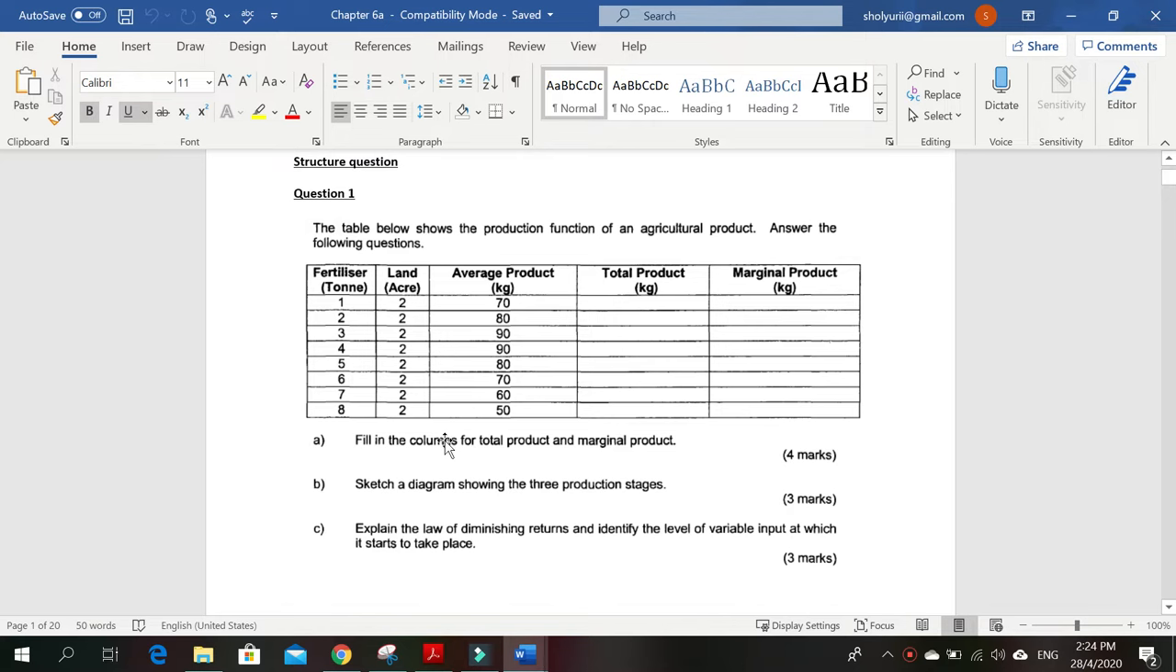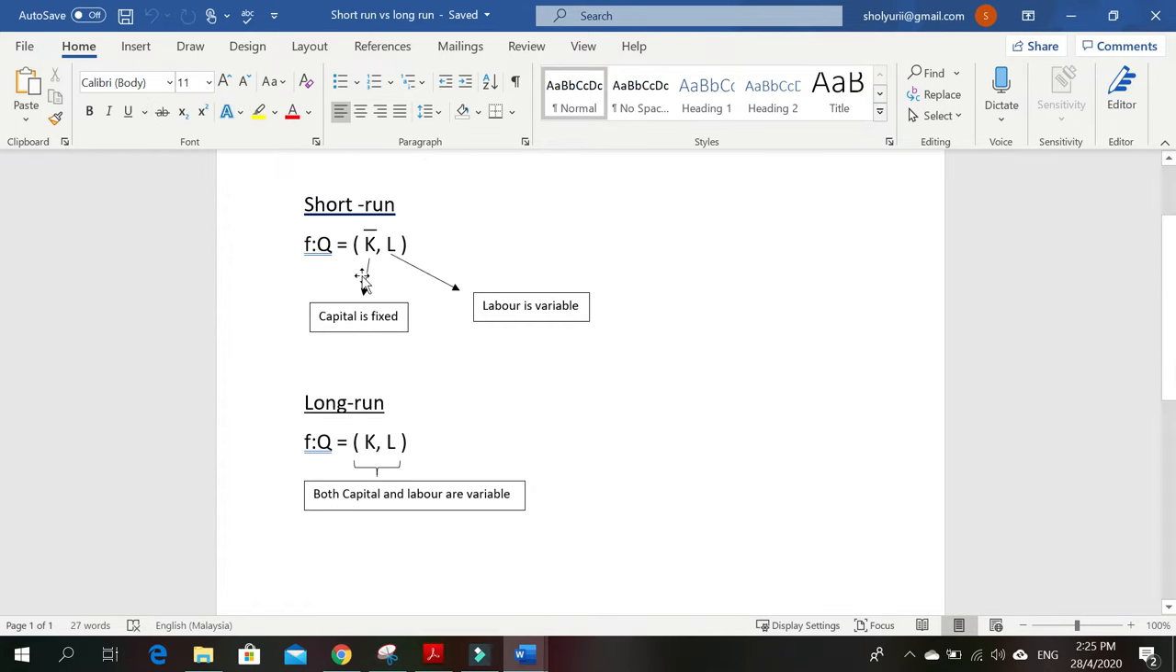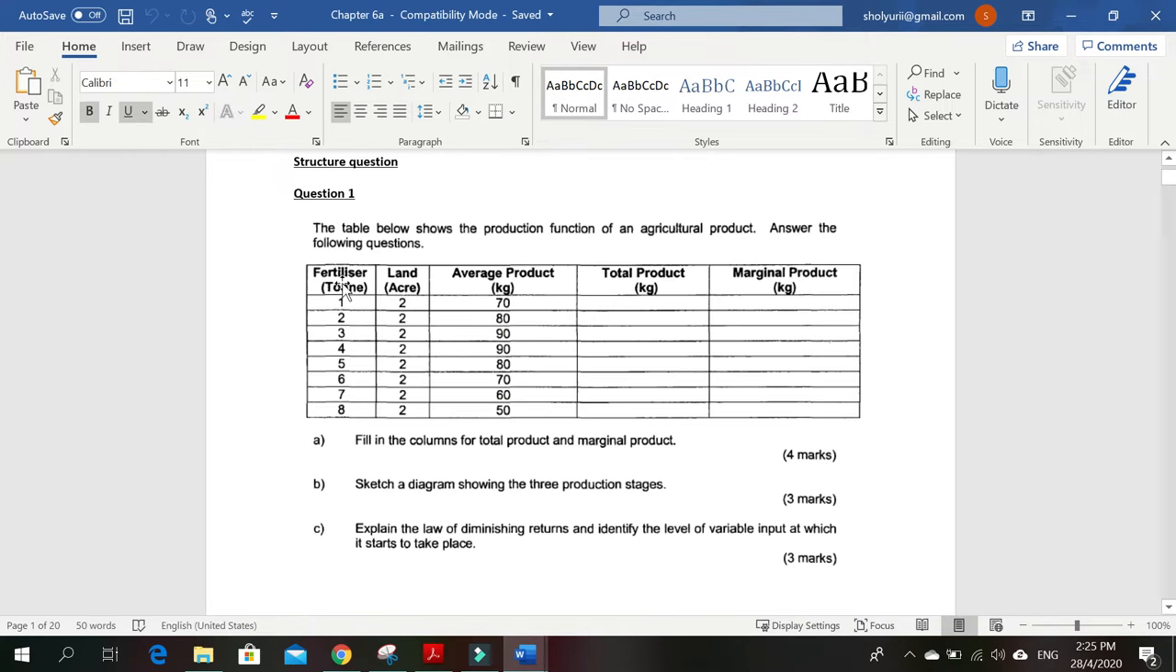You have this question. Okay, the table shows the production function on agriculture product. Answer the following question. Okay, see here, they have two inputs, even though it does not mention here. The first one is fertilizer, the second one is land. Referring to my production function, I told you the function to produce quantity output is using capital and also labor. But in this question, they have fertilizer and land, and both inputs are not being used here. It's okay, no worries, as long as they use two inputs.